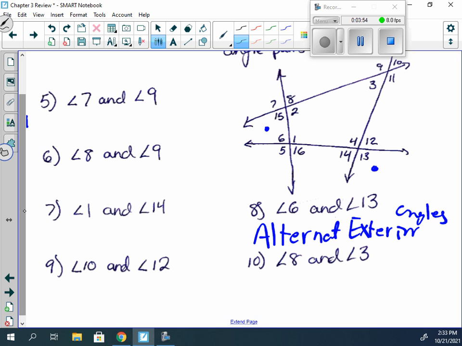Well, number 6, 8 and 9. Consecutive interior angles. And that's all we're doing on this here. We're just naming how they relate to each other. Any other questions on 5 through 10? Or any other one of those that y'all want to look at?